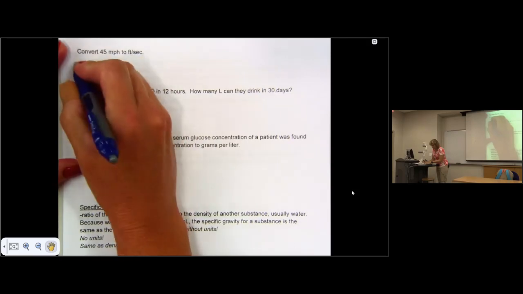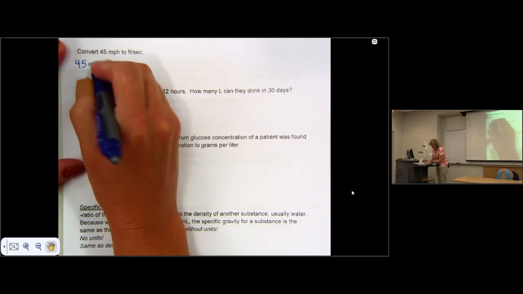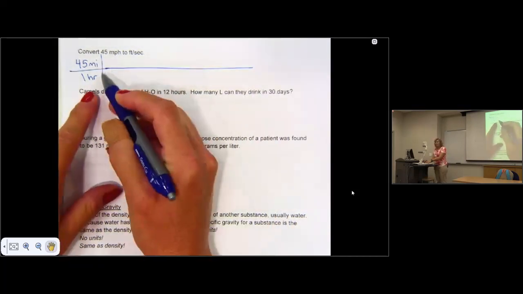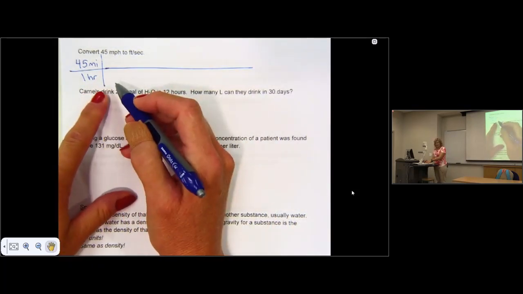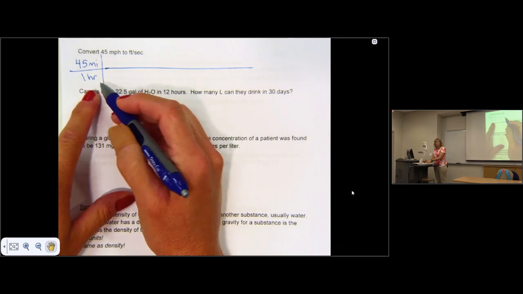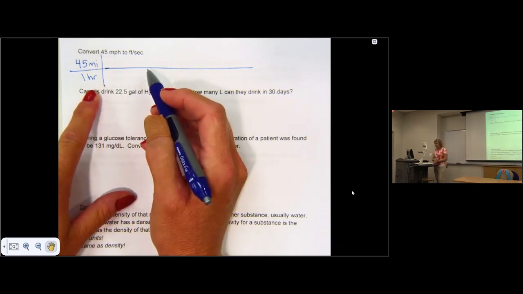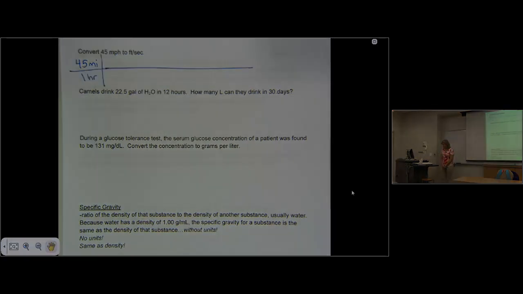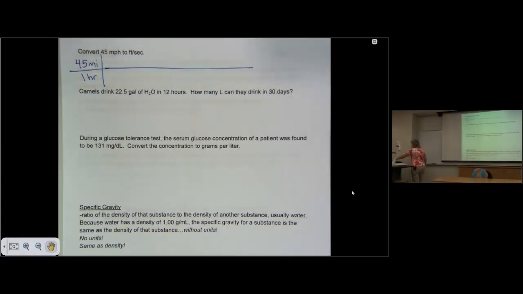So 45 miles per 1 hour. What does that mean we're doing? We're converting miles to what? Feet, and then hours to seconds. I want you to try it. You try it right now. What is your next step? What goes on top?